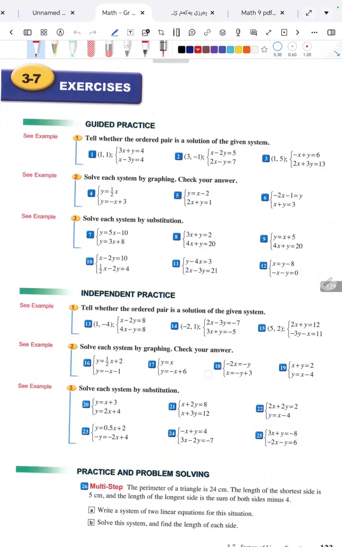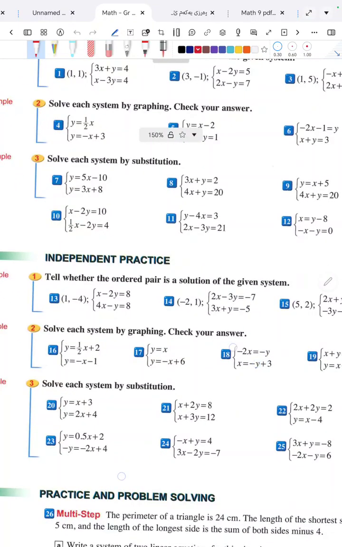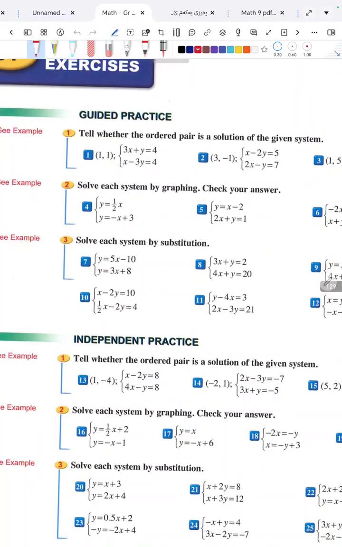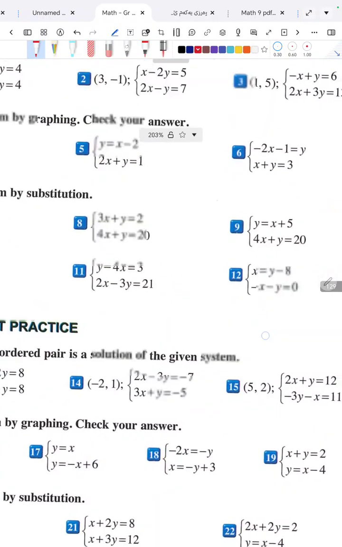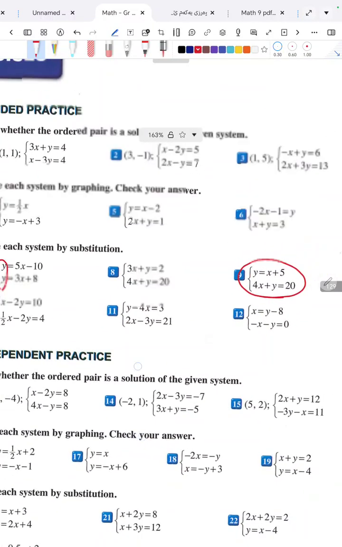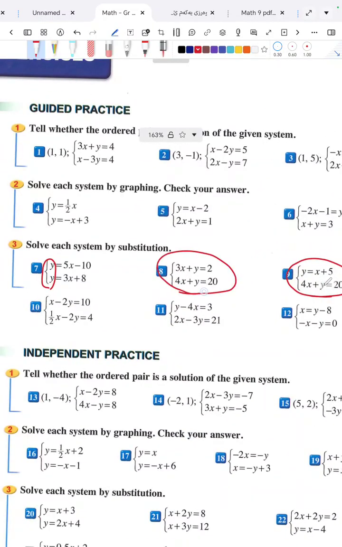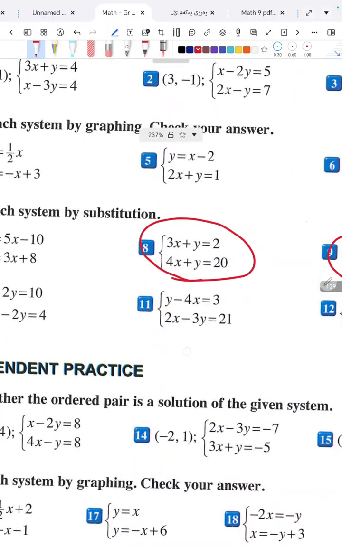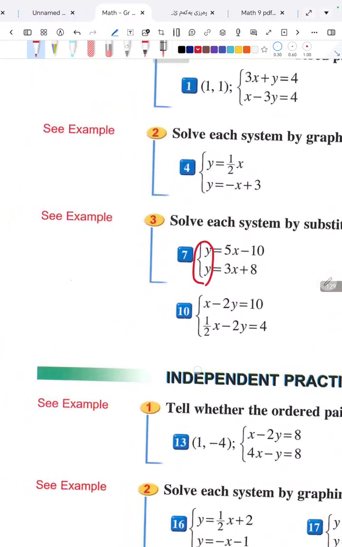Case 3. In case 3, we have 3 types of questions. The first one, when both of them are written as y. The second case, when only one of them is written as y or as x. The third case, when none of them is written as y or x. Here you have to find the ordered pair by using substitution, okay?